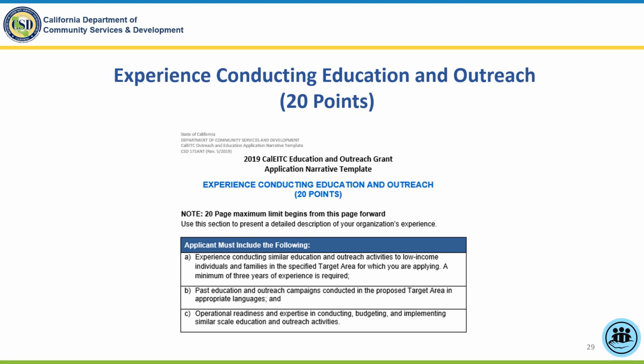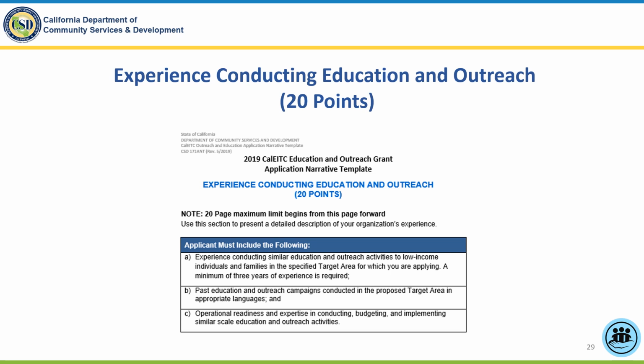Provide information on activities pertaining to low-income individuals in your indicated target area and operational capacity to conduct such activities. The narrative response for this section must follow the structure indicated under "Applicant must include the following" and address all 3 points in the order indicated. For example, first, an organization would detail experience, what campaigns have been conducted in several languages, and then operational readiness. Your organization must address these 3 points in the order presented.